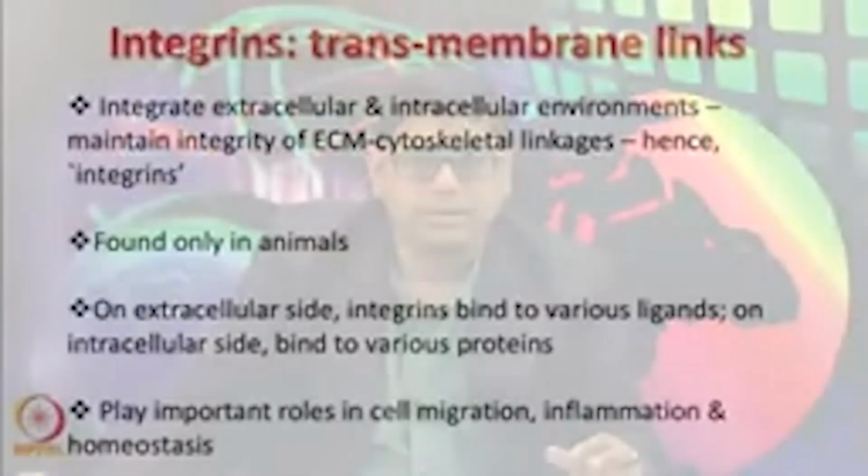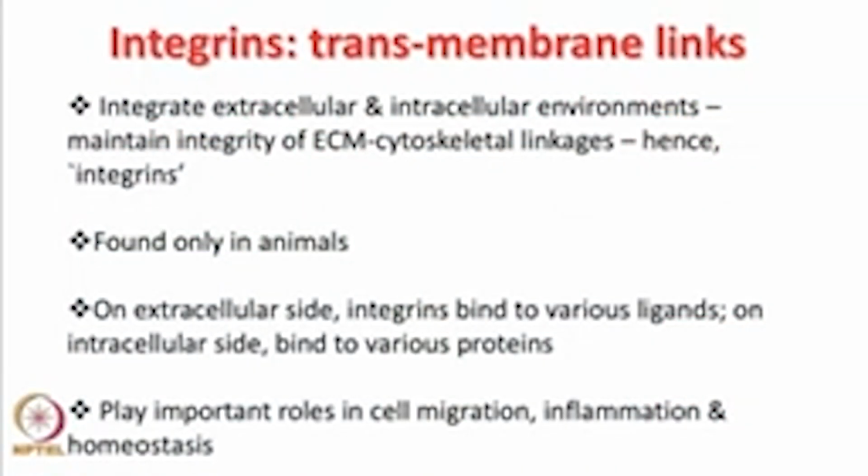Okay. So, of course, the most important among them is integrins. Okay. So, integrins serve as transmembrane links which integrate the inside to the outside, and that is the reason why they are called integrins. So, they maintain the integrity of ECM cytoskeletal linkages. Now, integrins are only present in animal cells. On the extracellular side, these integrins would bind to various ligands, and on the intracellular side to various proteins. First of all, within the focal adhesion itself, you have multiple proteins which interact with integrins. Okay. And these integrins play important roles in migration, inflammation, homeostasis, so on and so forth.